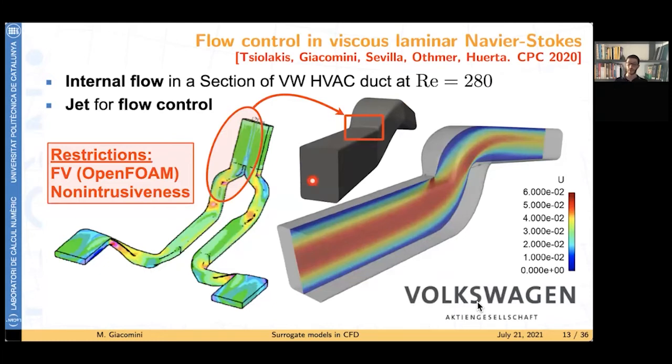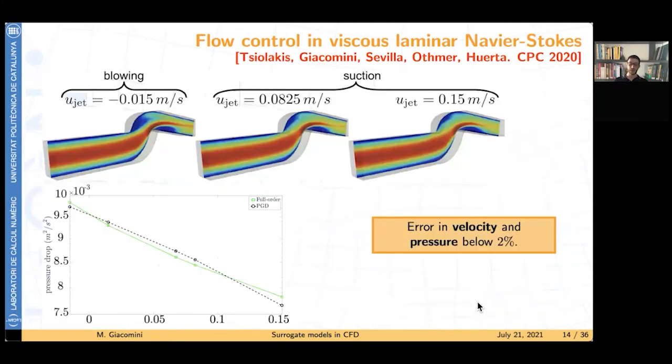So of course, the following step was verifying in a problem with a real dimension. And here I'm back with the HVAC duct that I've shown at the beginning, Reynolds 280, and the resolution again is using finite volumes, specifically OpenFOAM, and being non-intrusive with respect to this solver. What we are doing is in this region over here, we are adding a jet, and this jet spans from blowing to suction. The first thing, of course, the effects are extremely different in these two ranges of the parameters. The goal is reducing the recirculation bubble that develops over here.